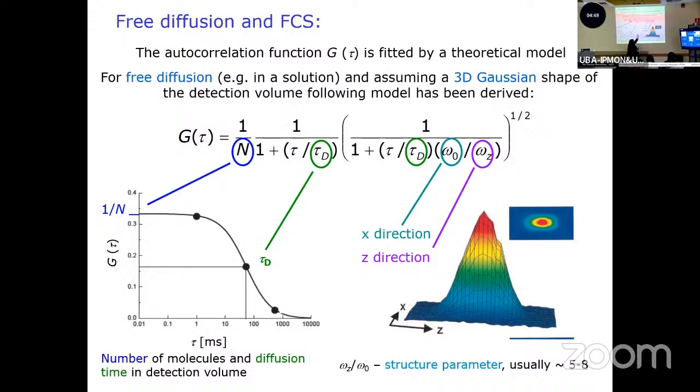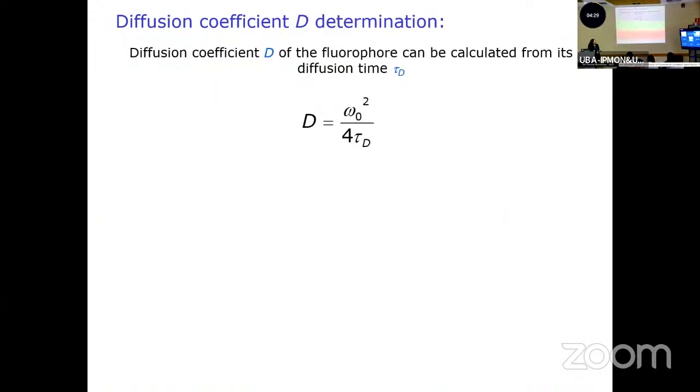So when we fit the autocorrelation function, we must determine the volume of the point spread function. This would be in the X direction and the Z direction. And we talked about how that is calculated. You can theoretically calculate it for your system, or you can measure it. I think it's best to measure it for your system because you never know in that case.